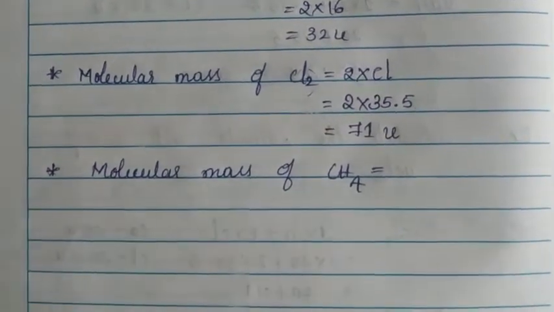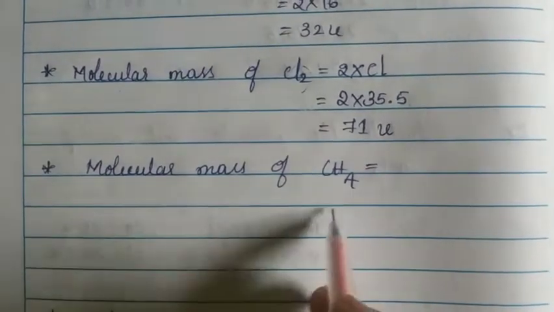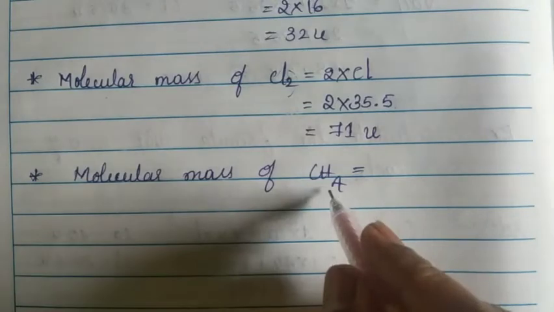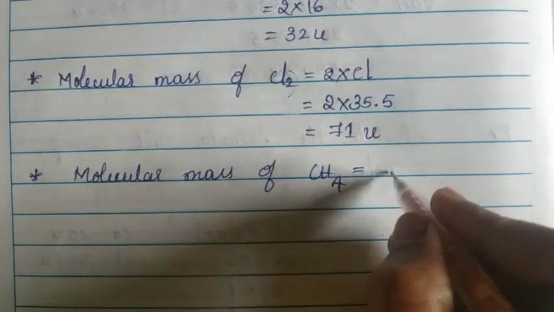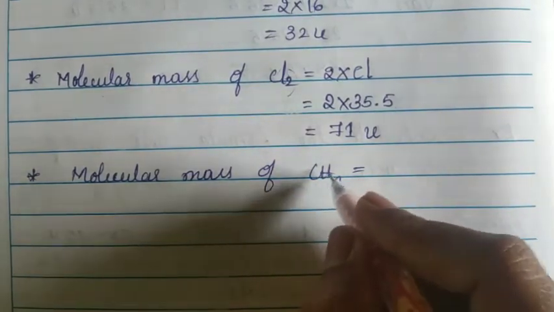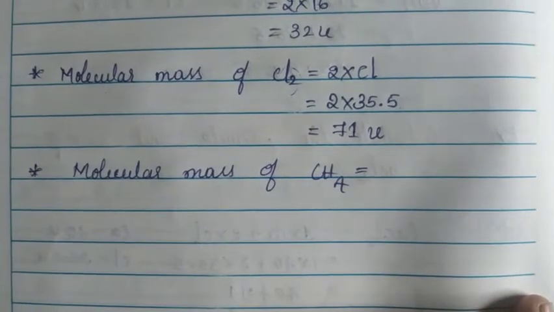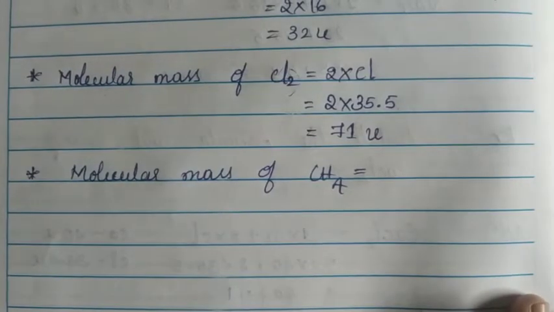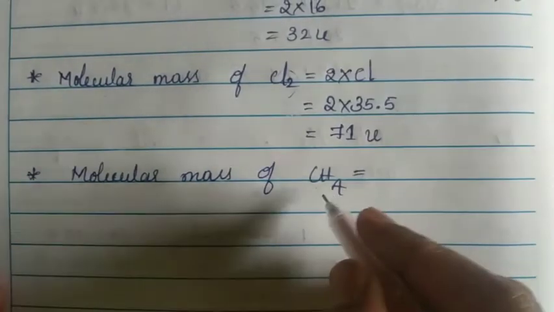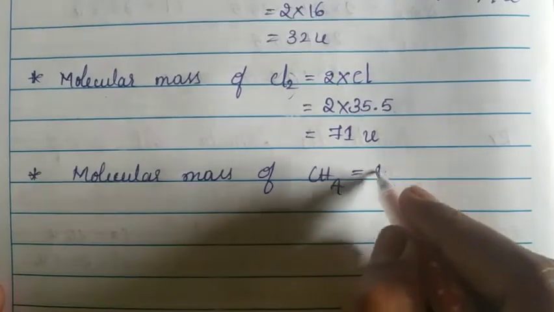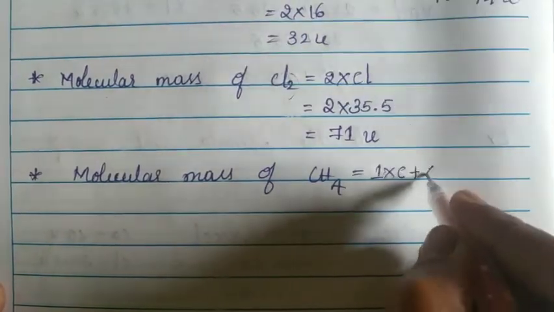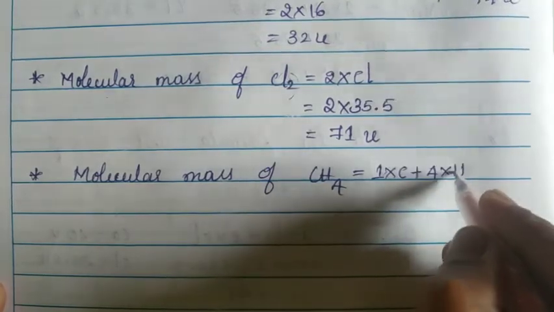Next, we go to molecular mass of CH4. This is methane. See, children, here it contains 2 kinds of atoms, one is carbon, another one is hydrogen. Here one carbon atom is there, plus with that 4 atoms of hydrogen.